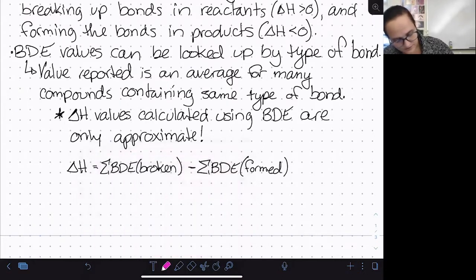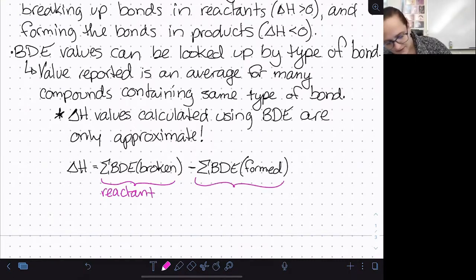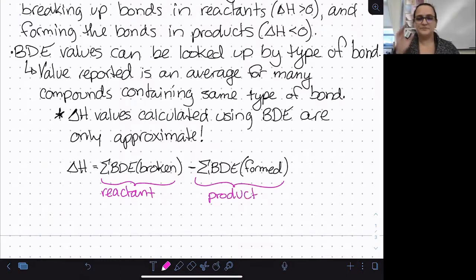So in general, we are breaking up our reactants and we are forming products. So we're breaking bonds on the reactant side, we're forming bonds on the product side. So this one is backwards. If you're thinking about it in terms of reactants and products, it's different from the heat of formation one.